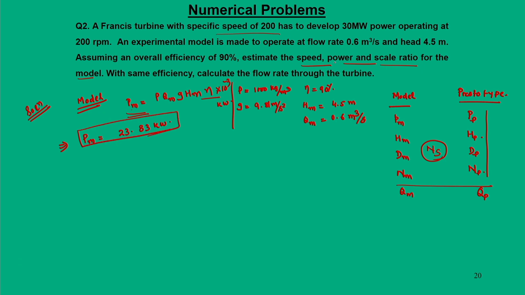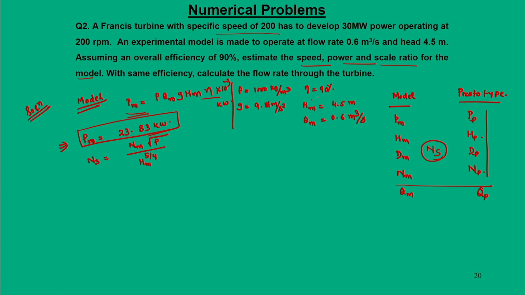First answer we get: what is the power developed by the model. Then what remains same? Specific speed. Then we need to find out the speed of the model. So, we recall specific speed Ns is equal to Nm into square root of P divided by Hm to the power 5 by 4.